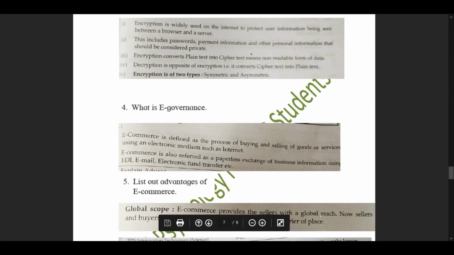What is e-governance? E-governance. So e-commerce is defined as the process of buying and selling of products or services using an electronic media such as internet.